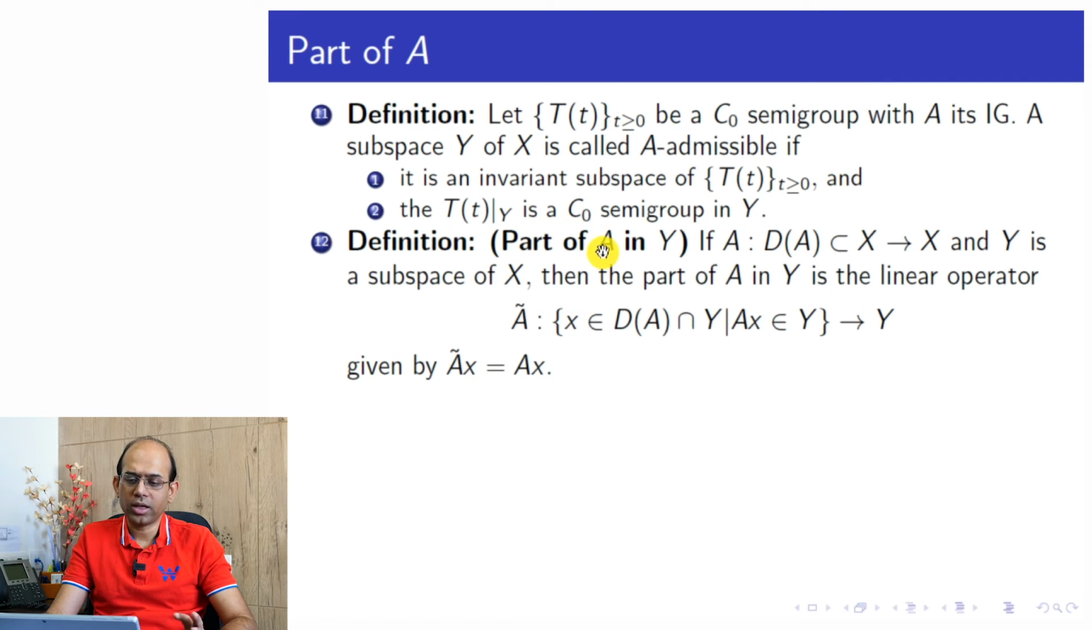So, definition of the part of A in Y. If A is a linear map on X, not on the full X but on some domain of A, which is a subspace of X, so A from D(A) to X, and Y is a subspace of X, then the part of A in Y sounds quite similar to the restriction, because A was defined on some domain of A and Y is another subspace of X.